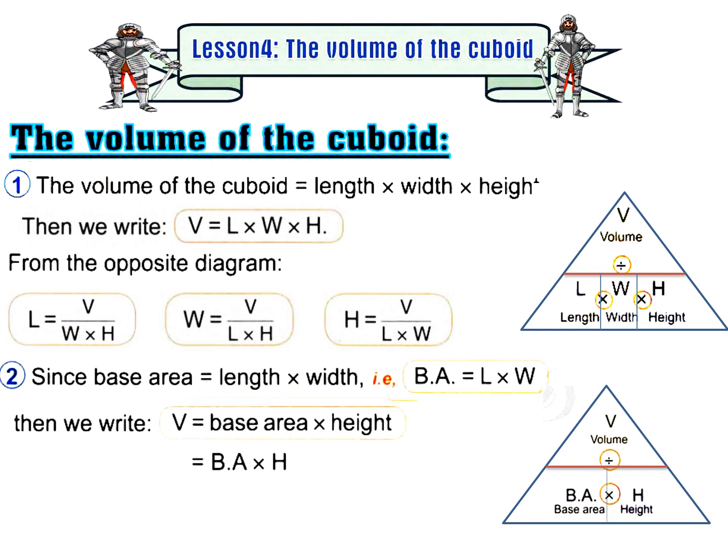In the triangle rule, if he asks me to get the base area, I will divide volume over height only, because base area includes length times width. So the base area BA equals volume divided by height. If he asks me to calculate the height, I will divide volume over base area.